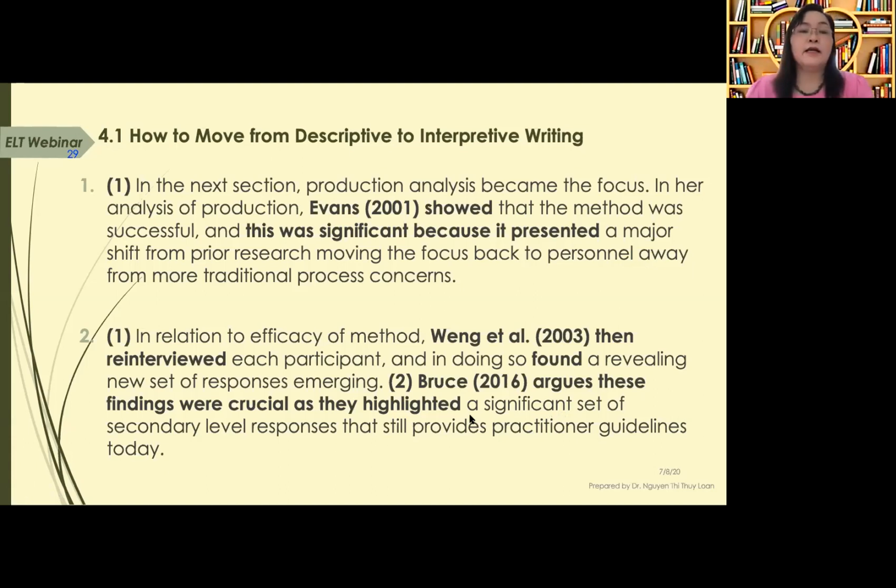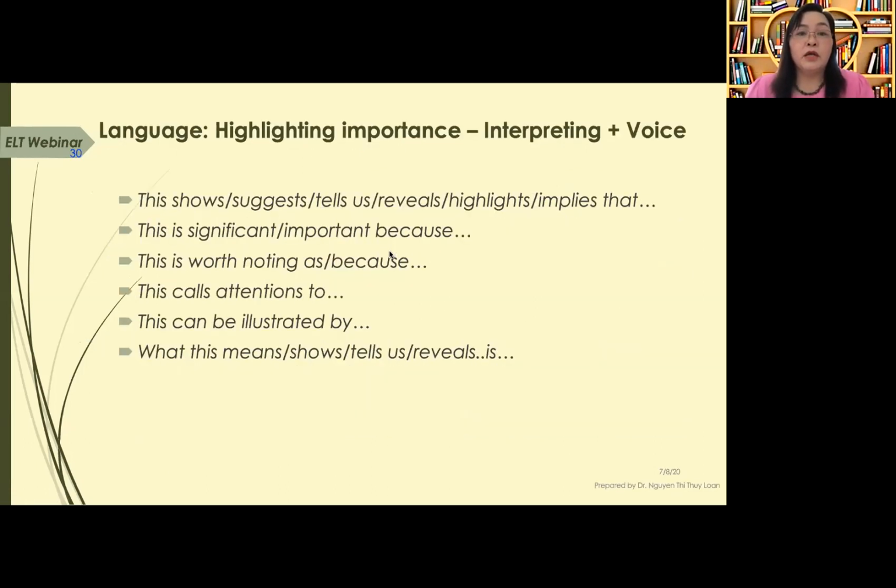As you can see here, I also share with you some expressions, some language phrases you can use in order to show your interpretation, your highlighting of the important, or your voice in writing. It means how you show the interpretive part in writing the literature review chapters. And here also some other ones.